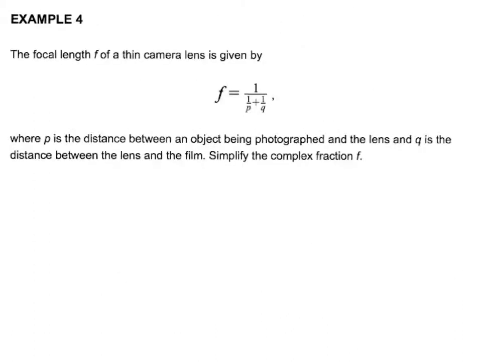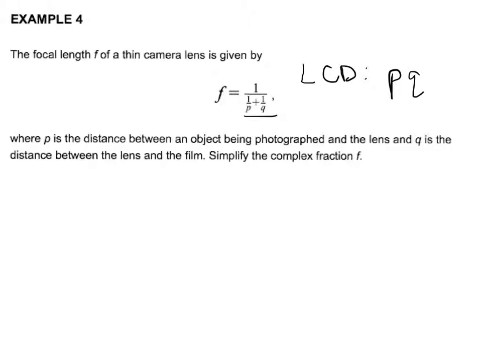Our second example for complex fractions actually involves a different process of simplifying. So here we have a word problem where the focal length of a thin camera lens is given by the following expression, and we need to simplify this complex fraction. So the step for this one actually is determining what our LCD is between the different expressions in our denominator, and then we're going to multiply top and bottom by that common denominator. So in this case, the LCD is going to just be PQ.